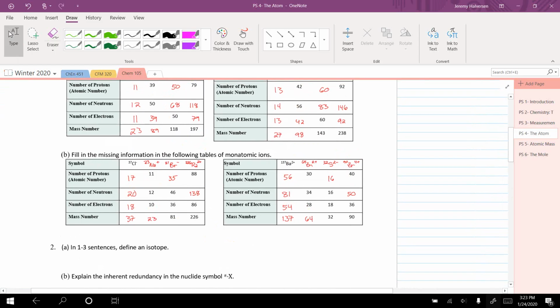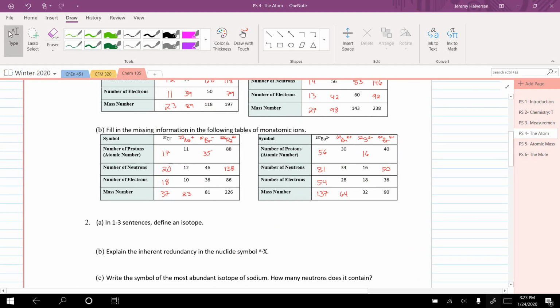All right, in 1 to 3 sentences, define an isotope. An isotope is 2 atoms of the same element, meaning they have the same number of protons, but they have different masses. The only way that you could be the same element and have different masses, that suggests that you have a different number of neutrons. So atoms of the same element with different masses are called isotopes.